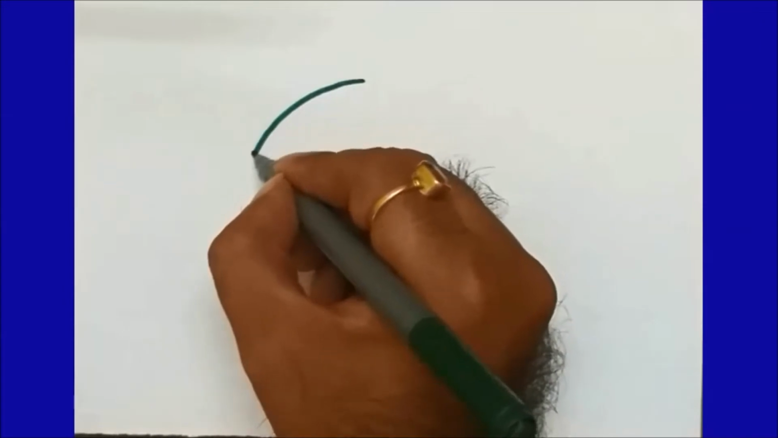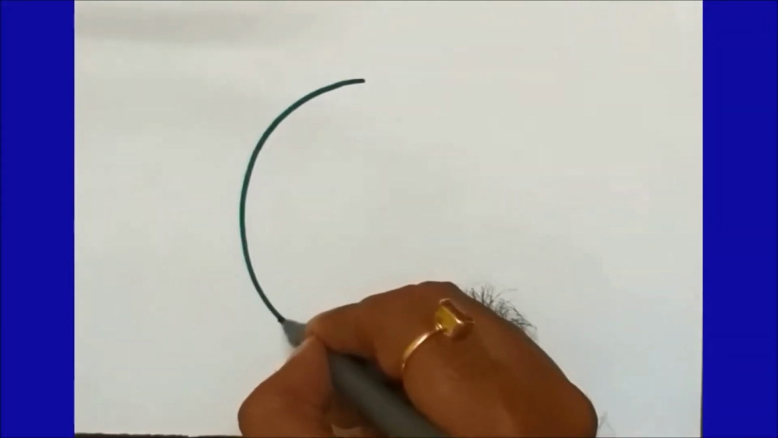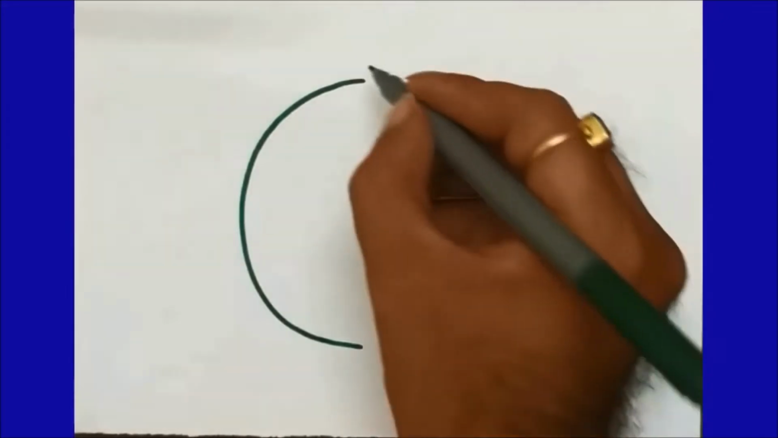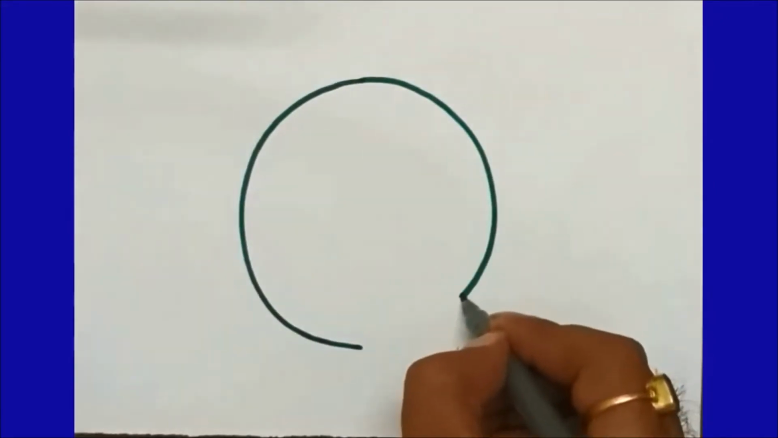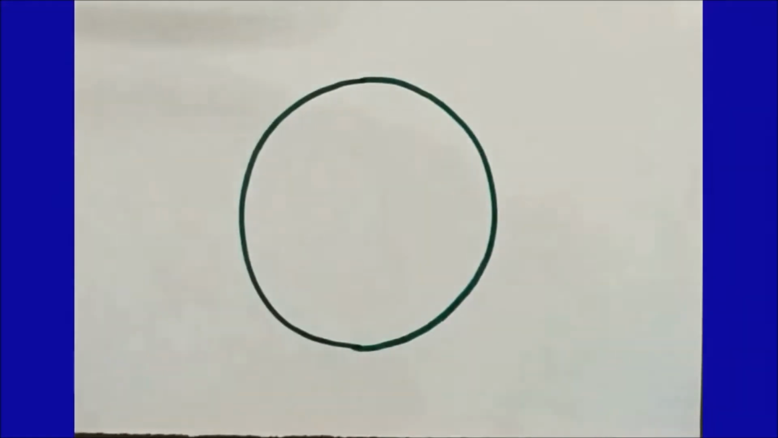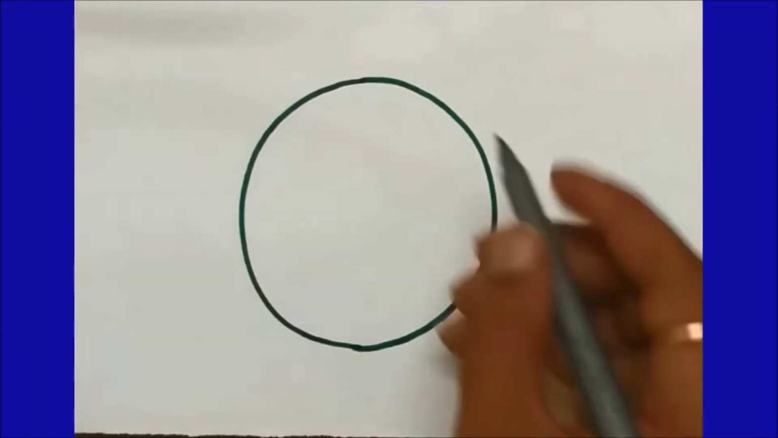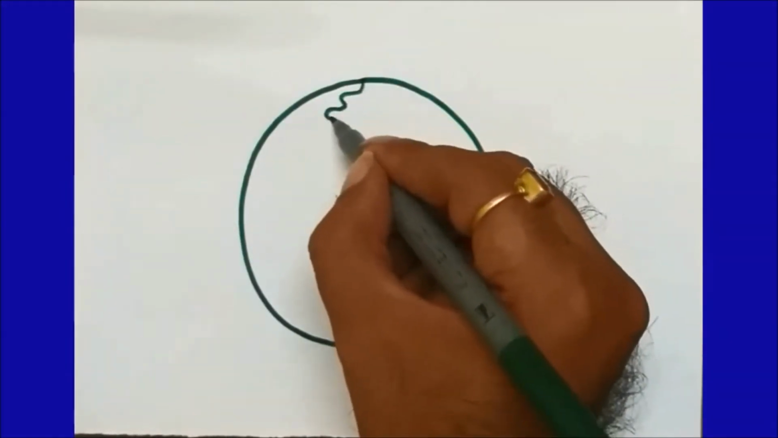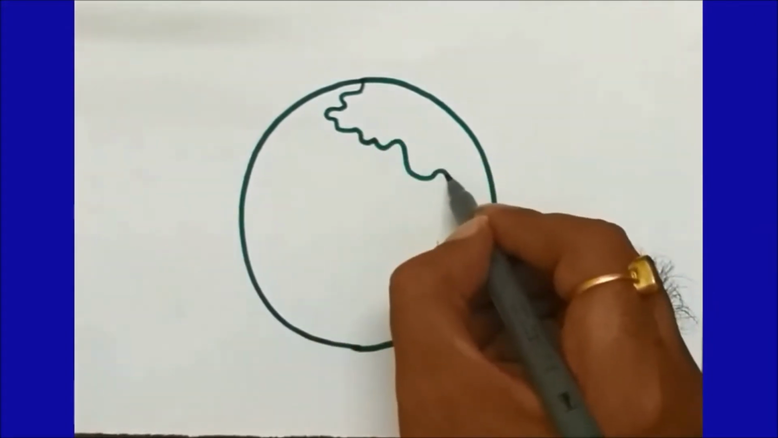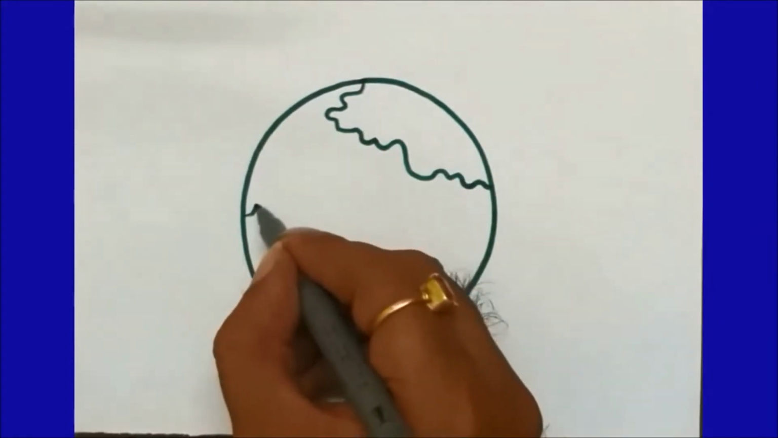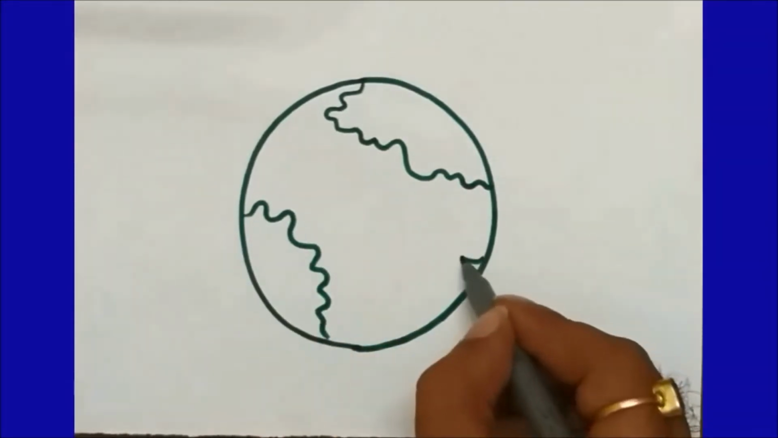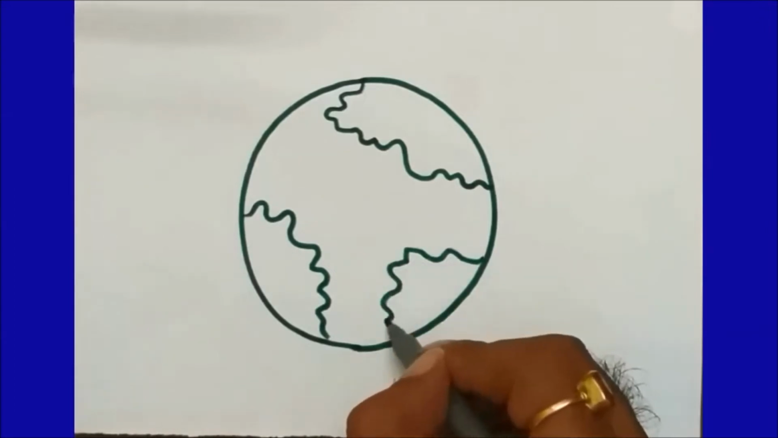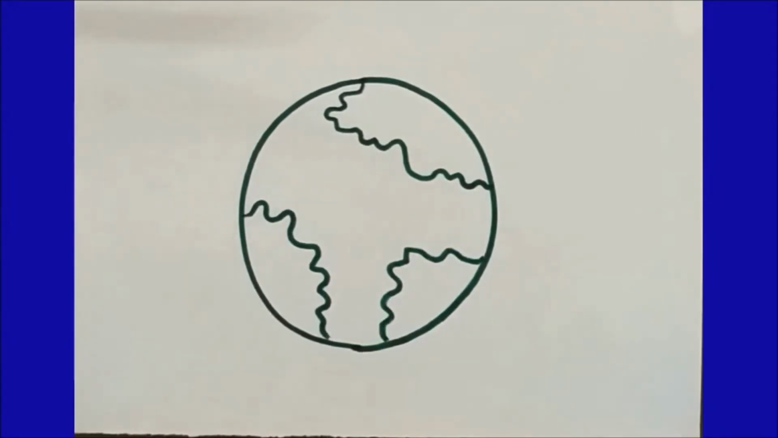One circle. If you are not fine with your circle, you can take a bowl. Here one circle is there. Now a few scallops of the earth. You can make irregular shapes. Even also you can use your wave line. Here our earth is ready.